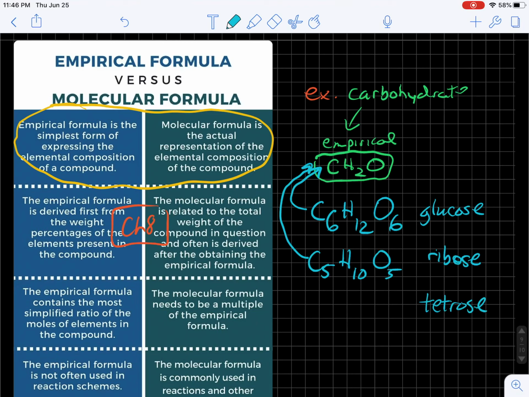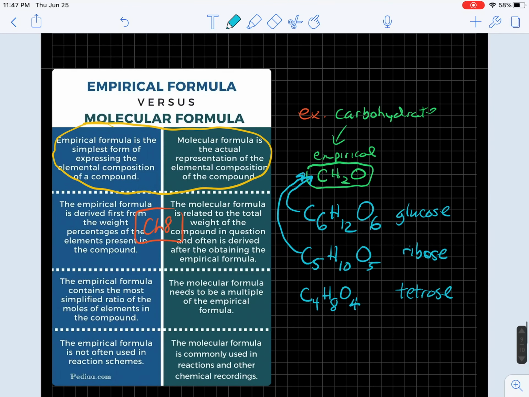Tetrose, right? Tetra meaning 4, so you can predict the formula. Go ahead and give it a shot. I'll pause. I'm done. I'm back. So C4, when I say I'll pause, that means you pause and try it, right? Okay, C4H8O4. And again, that reduces down to CH2O, which is the empirical formula. All the rest of this definition from this little thing that I stole from the internet, we're going to go over that in Chapter 8.